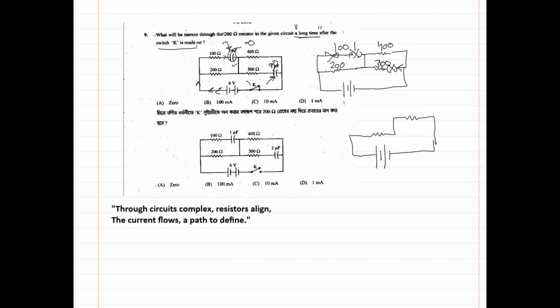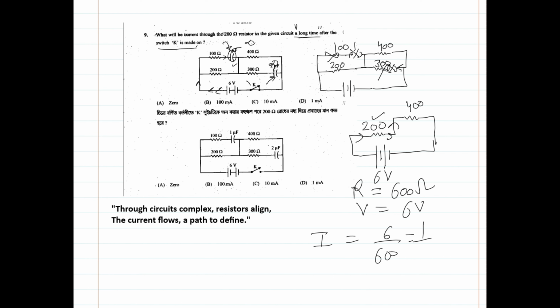So this is the way the circuit looks. This is also out of the circuit. This is also out of the circuit. So this is 200, this is 400, and this is your 6 volt. Now, what is the total resistance? These are obviously in series, so the total resistance of the circuit is 600 ohms. And the voltage is 6 volts. So I is equal to 6 upon 600, which is 1/100 ampere. Can we say this is 10 into 10 raised to power minus 3? So I is equal to 10 milliampere. That is the answer.